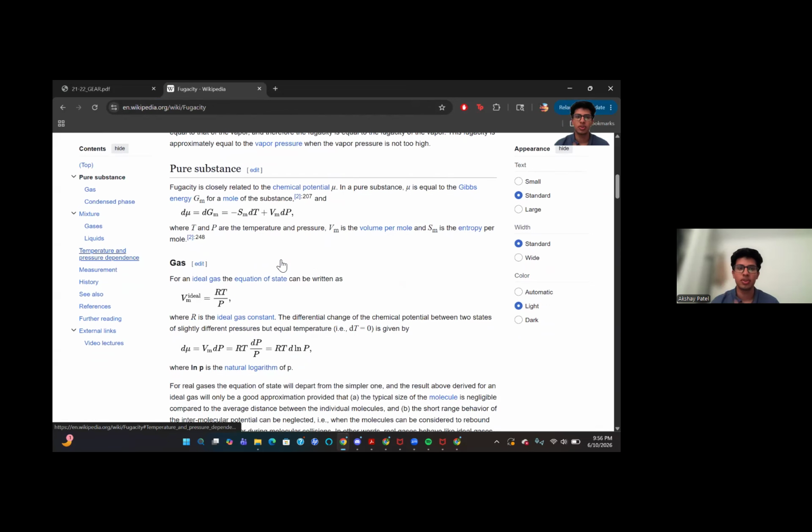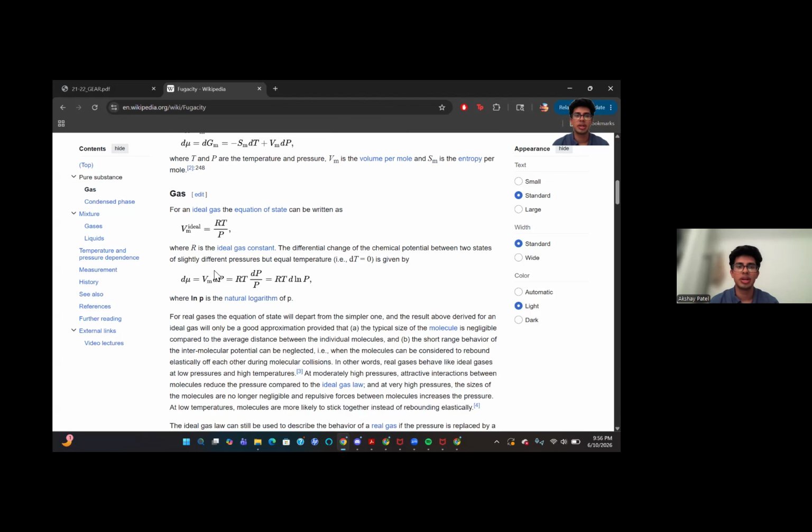Yeah, so this is the differential form equation. Chemical potential is equal to this. That's your entropy, the temperature. Yeah, so these are the variables you can use to relate things together.